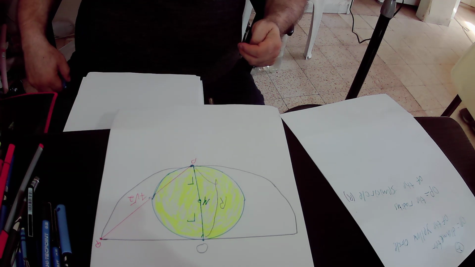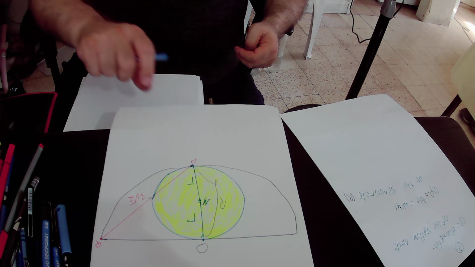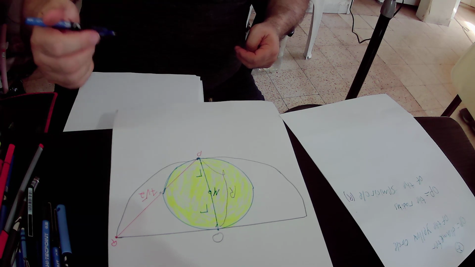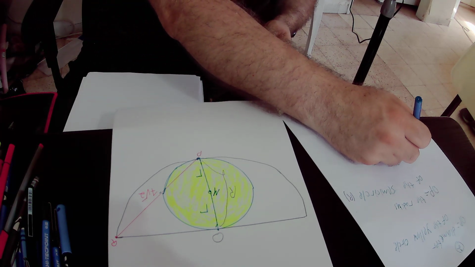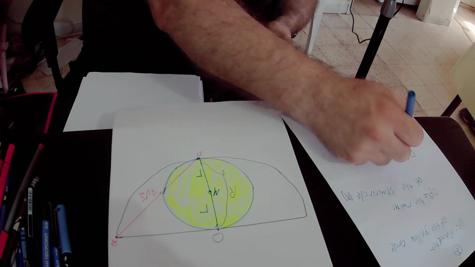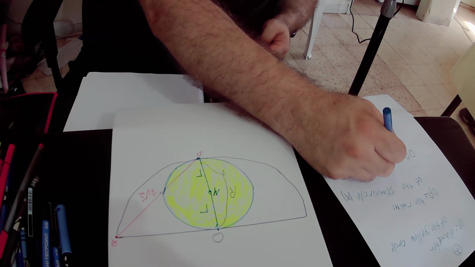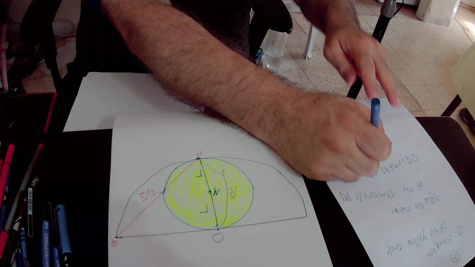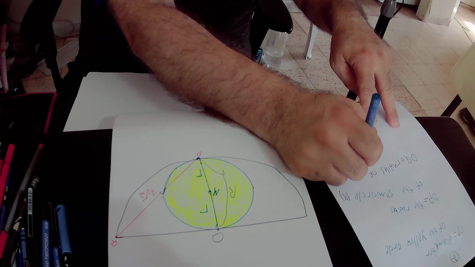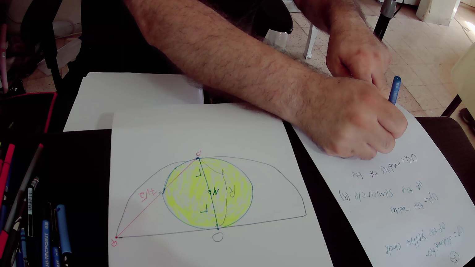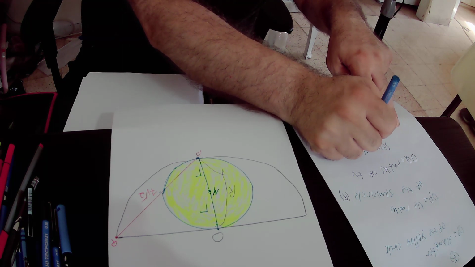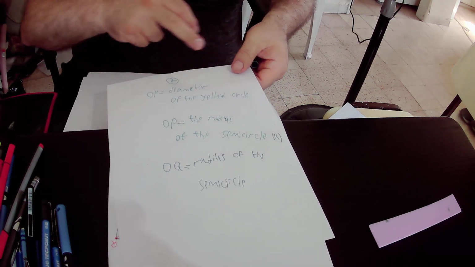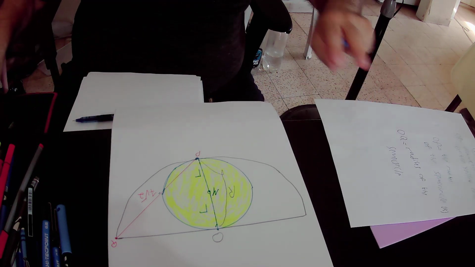And for the same reason, we can also say that OQ equals the radius of the semicircle. Okay, I will write it down here. OQ equals the radius of the semicircle. I will mark it as R.